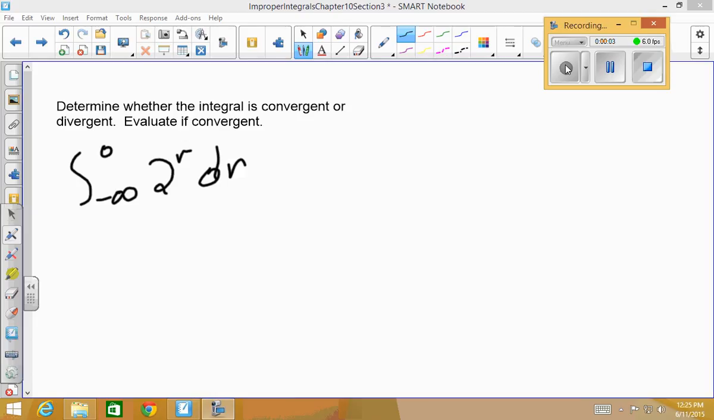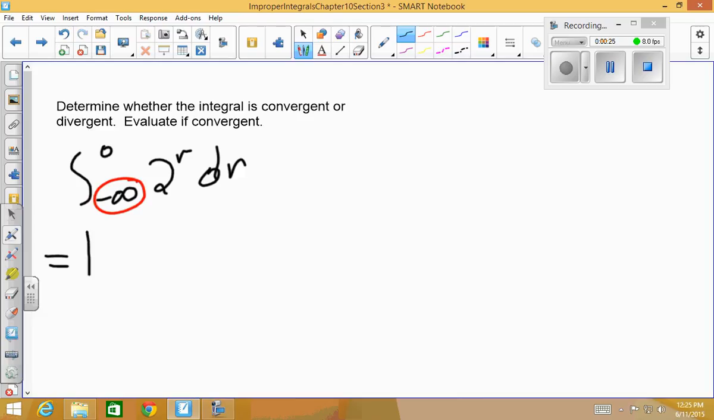Determine whether the integral is convergent or divergent. Evaluate if convergent. The integral from negative infinity to 0 of 2 to the r dr. Here we have an improper integral, which we can quickly see because we have an infinite limit of integration at negative infinity. So we're going to have to use the definition to evaluate this.